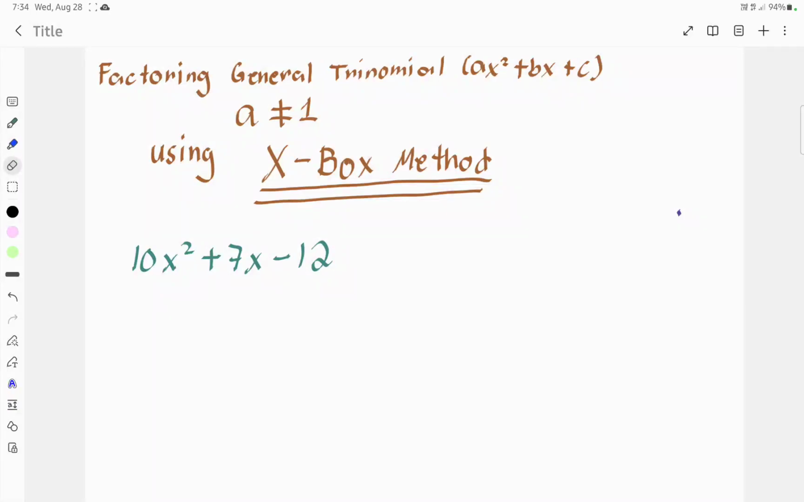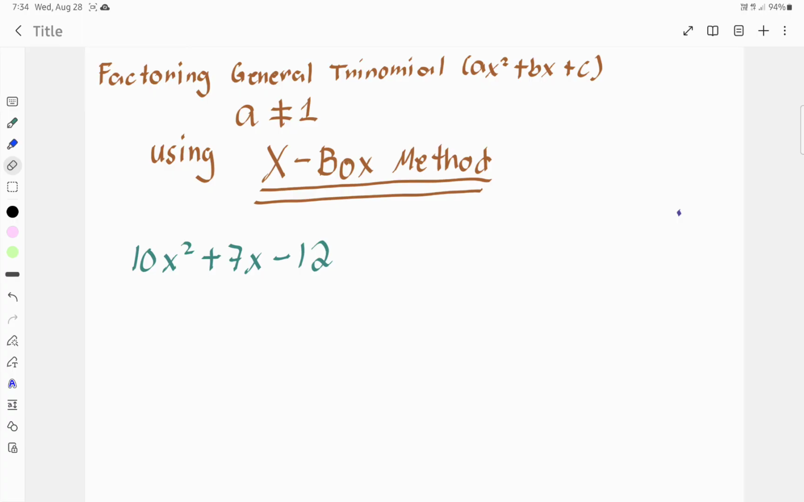Hi everyone, welcome to this video. In this video we're going to do the factoring of a general trinomial in the form of ax squared plus bx plus c, where a cannot be equal to 1, using the X-box method. The X-box method is a method where you can factor a trinomial where a cannot be equal to 1, so it could be greater than 1 or less than 1. So how do we do that?